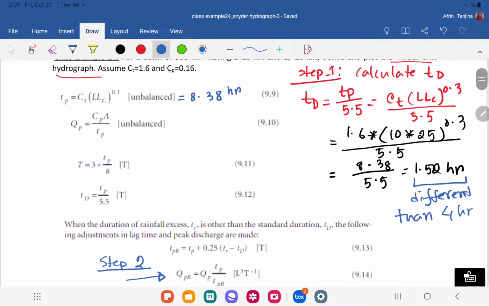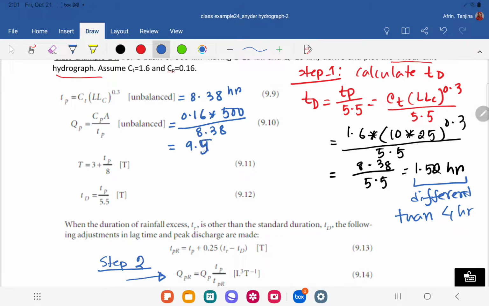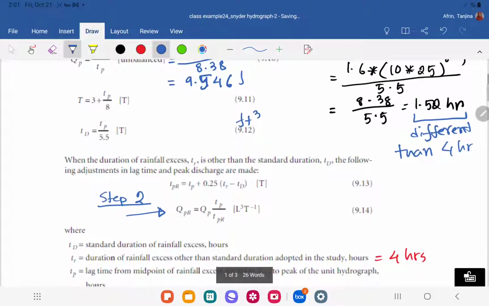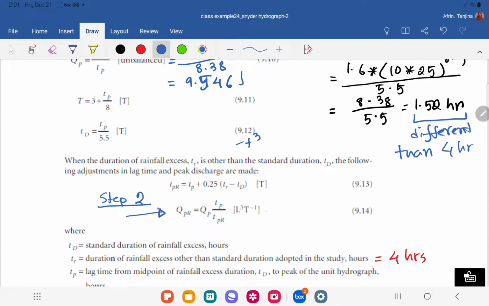For QP it's CP times A over TP. So CP is 0.16, A is 500, and the TP is 8.38. If we do the calculation, this is 9.546 feet cube. Okay, now we know QP is 9.546.